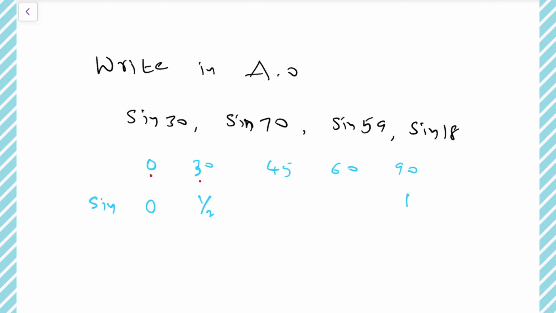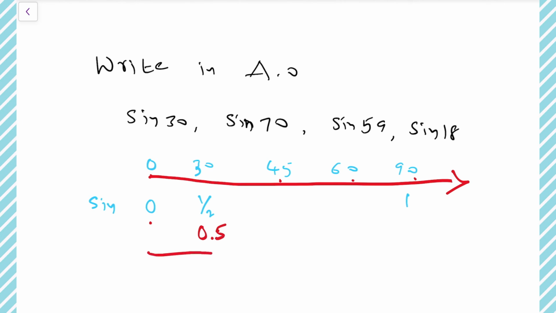Now observe this clearly. 0 degrees, 30 degrees, 45 degrees, 60 degrees, 90 degrees, here the angles are increasing, correct? Then what is happening to the value? Sine 0 is 0, sine 30 is 1 by 2, which is nothing but 0.5, and sine 90 is 1. So 0, then 0.5, then something till 1. Here the values are also increasing. In the sine ratio, as the angle is increasing, the value is also increasing. So lesser angle means lesser value, more angle means more value. Now we got some logic here, we can find it out easily.